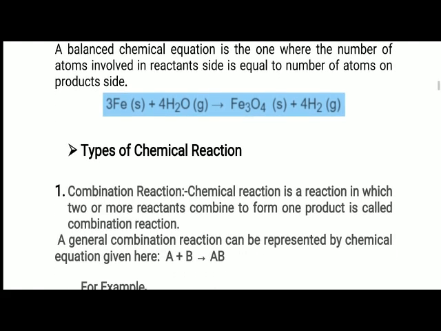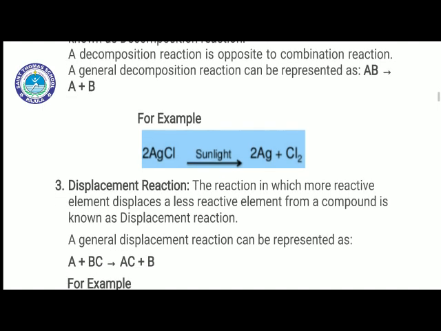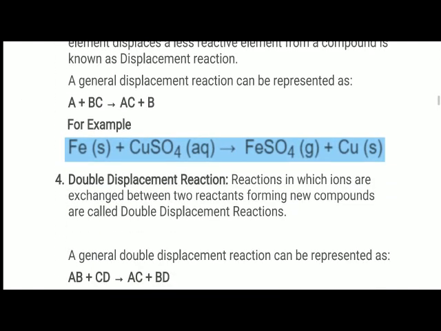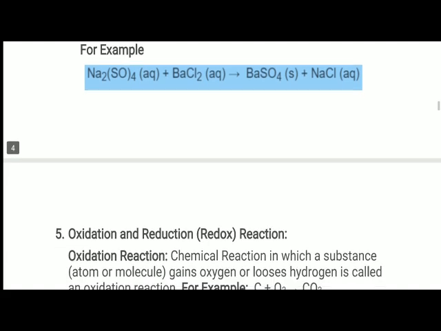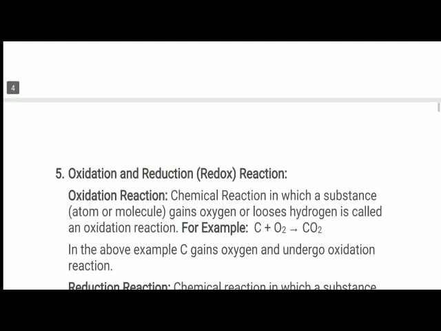Now we are going to begin the new topic of today's class, and the new topic is types of chemical reactions. Students, this is the most important topic and mostly asked in the exams. So, how many types of chemical reaction are there? First we will study the names. First is combination reaction, second is decomposition reaction, third is displacement reaction, fourth is double displacement reaction, and fifth is oxidation and reduction or redox reaction.